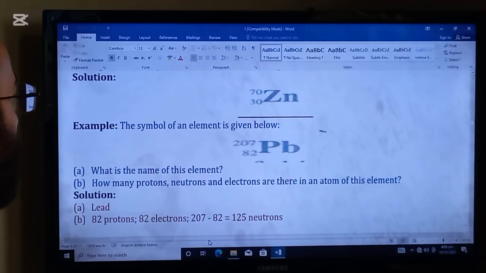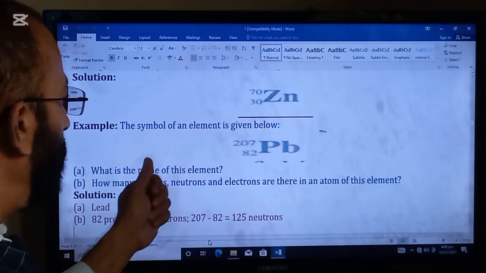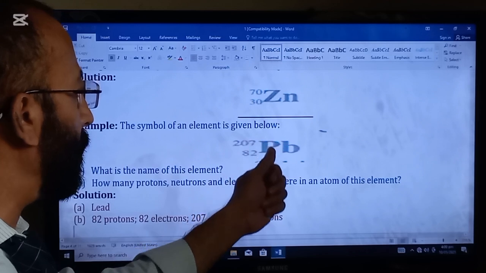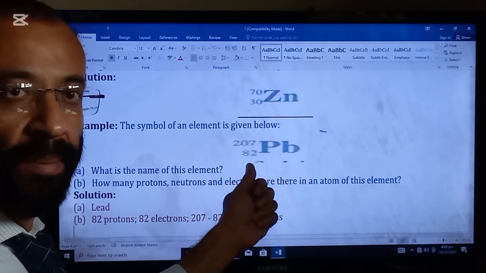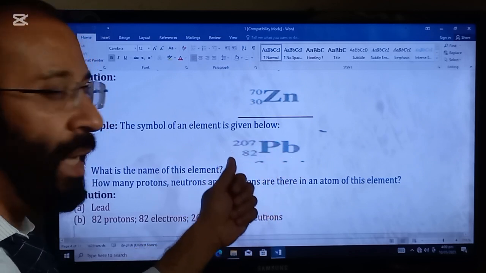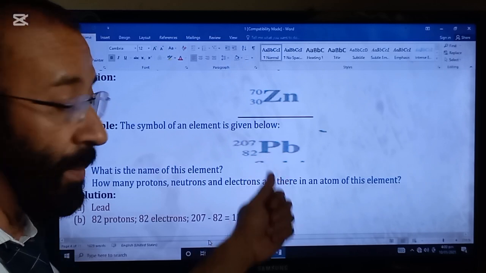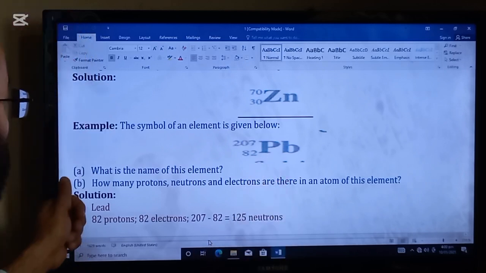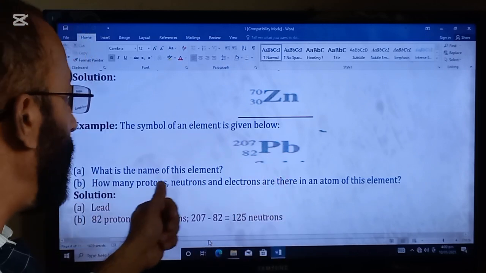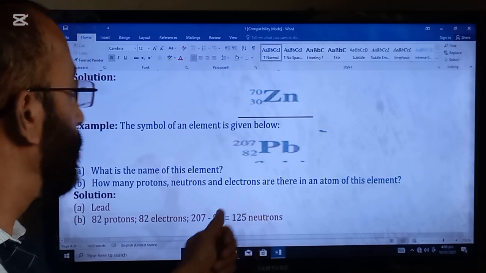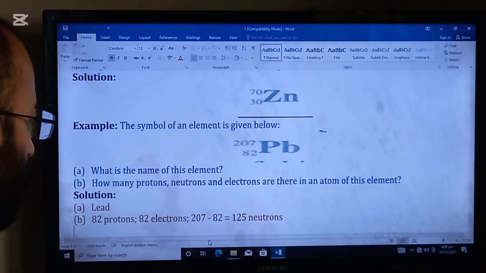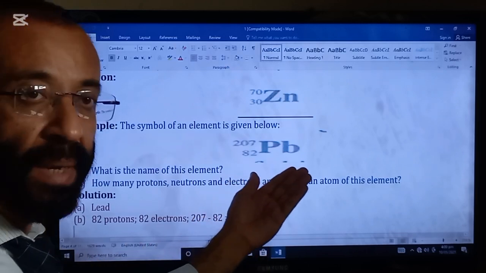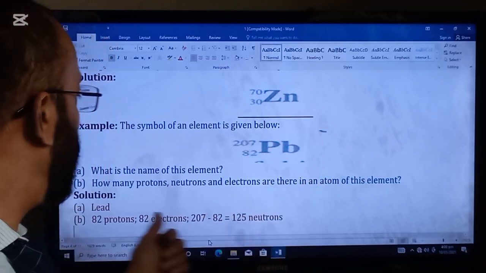And another question is here. The symbol of an element is given below. Pb. Proton number is 82 and 207 is the nucleon number. So first part requirement is what is the name of the element. So from the periodic table we can see Pb is the symbol of the lead.